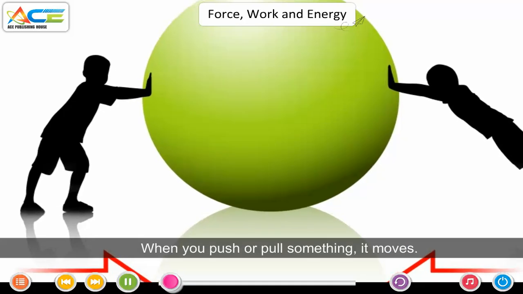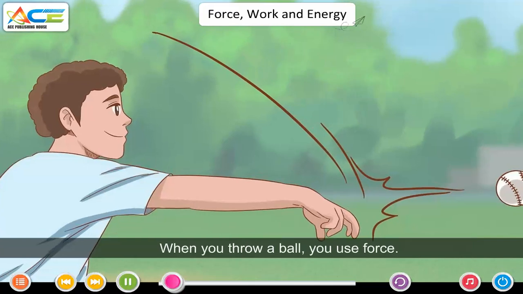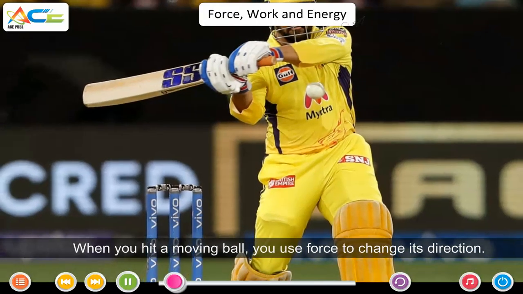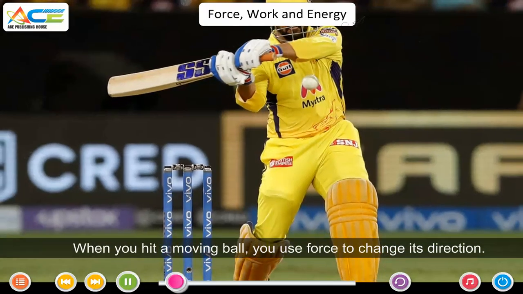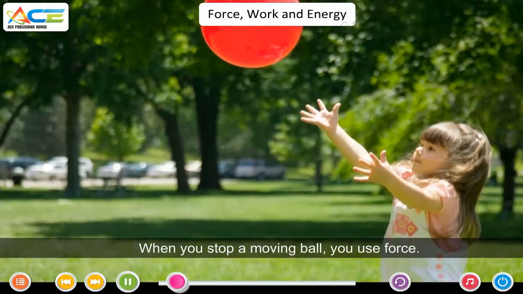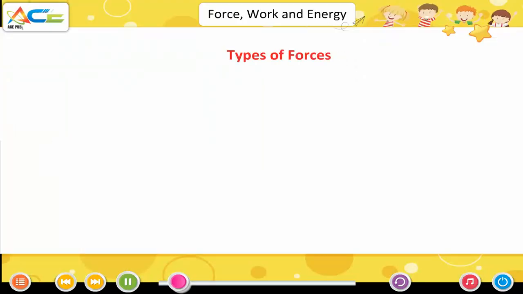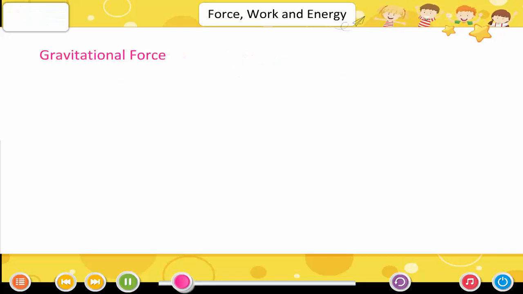When you push or pull something, it moves. When you throw a ball, you use force. When you hit a moving ball, you use force to change its direction. When you stop a moving ball, you use force. Types of forces. There are different kinds of forces. Some of these are as follows.